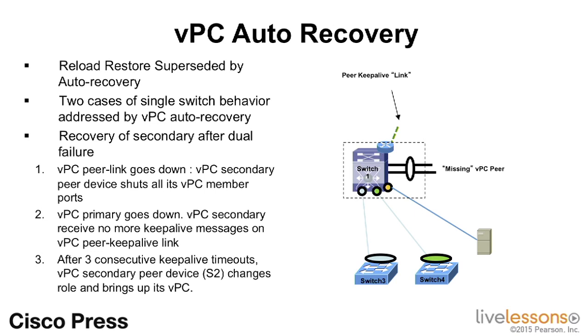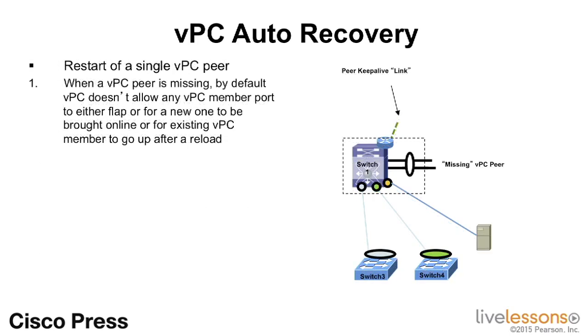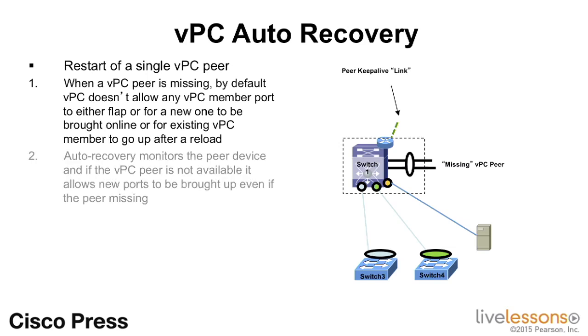So essentially, in this scenario, it's allowing the VPC secondary to come back up if the primary fails and doesn't restore. The second use case for VPC auto recovery is the restart of a single VPC peer. When a VPC peer is missing, by default, VPC doesn't allow any VPC member port to either flap or for a new one to come up for that existing VPC after a reload. So what auto recovery allows is it monitors the peer device, and if the VPC is not available, it allows the new ports to be brought up even if the peer is missing.